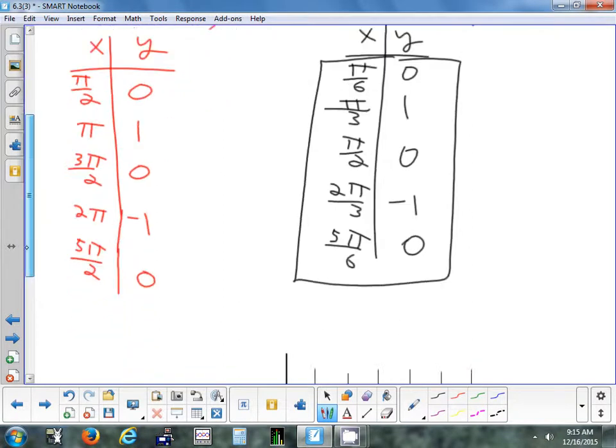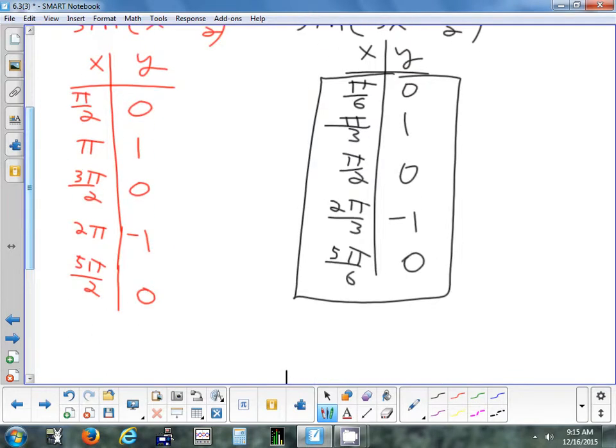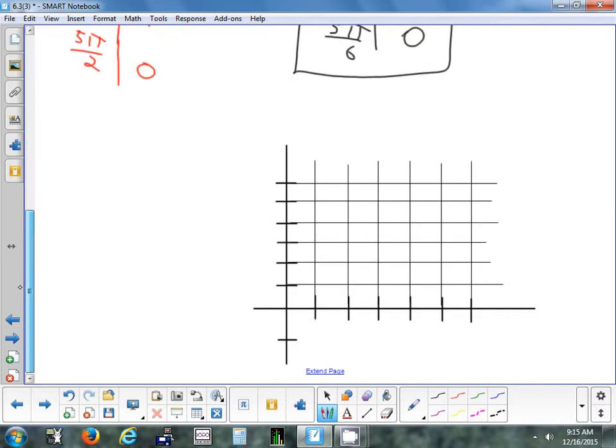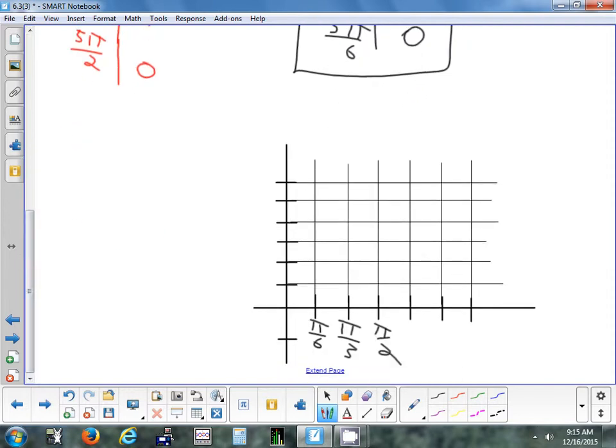All right, now our graph. I'm going to just space out my x-axis using those values. We just saw they're nicely spaced. Okay, so we got pi over 6, pi over 3, pi over 2, 2 pi over 3, and 5 pi over 6. If you did this in degrees, you'd see that this is 30, 60, 90, 120, 150. It's basically going by 30 degrees.